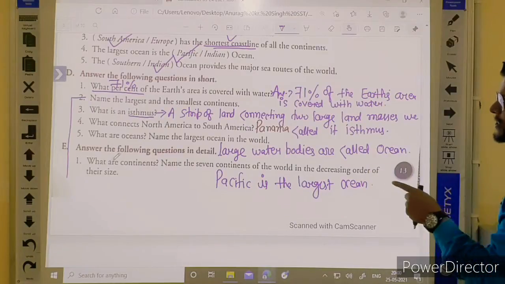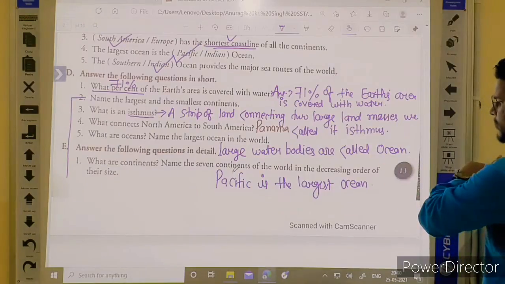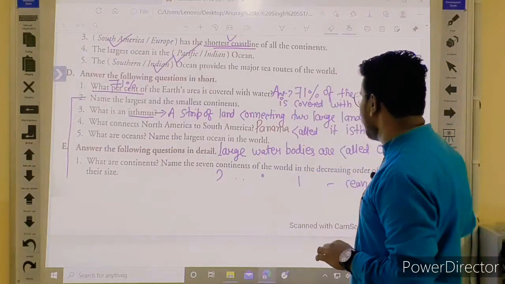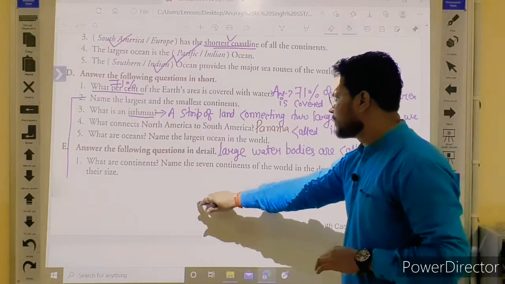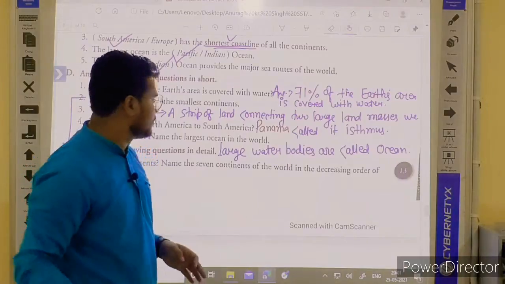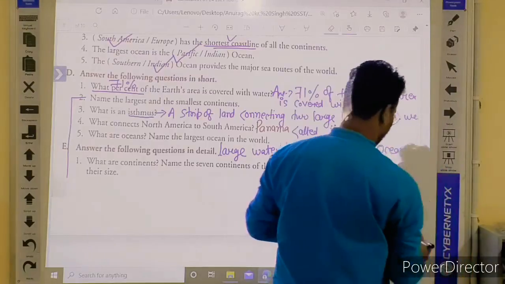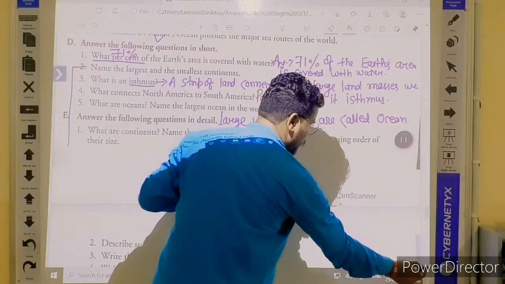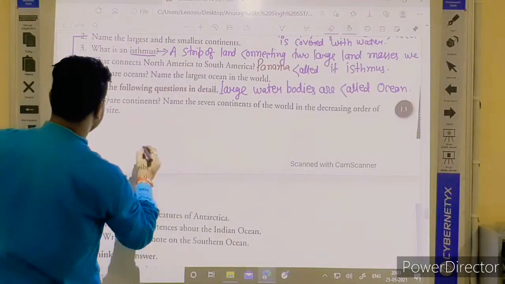Your next question is, what are continents? Name 7 continents of the world in decreasing order. Okay. So students, I am going to answer the E type. The first question of E type is, what are continents?